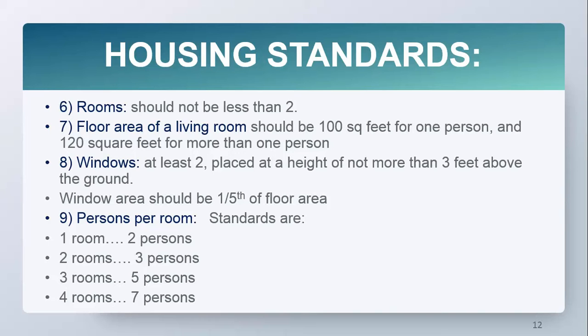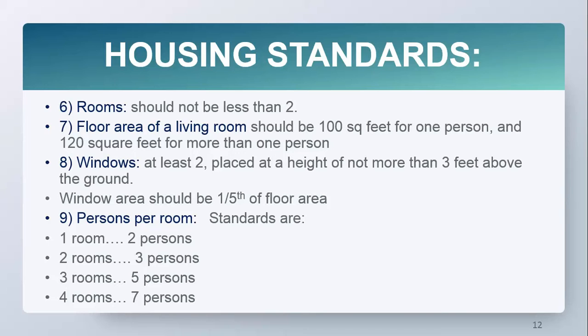You should remember and memorize these standards to be able to answer that for 5 persons there should be 3 rooms. And another scenario comes in which there are 7 persons, total of 7 persons. So for 7 persons, 4 rooms should be there in the house.